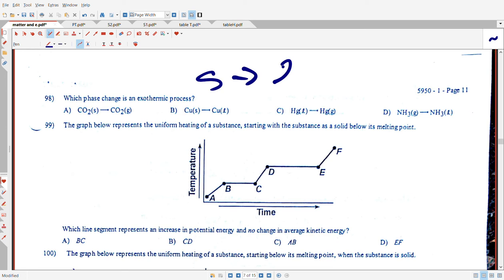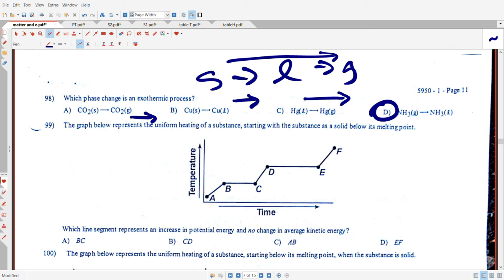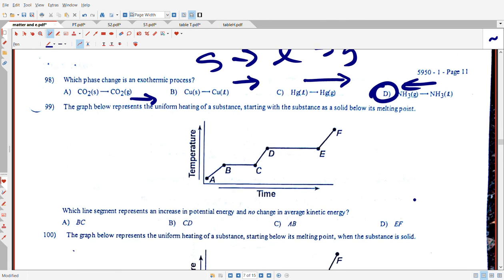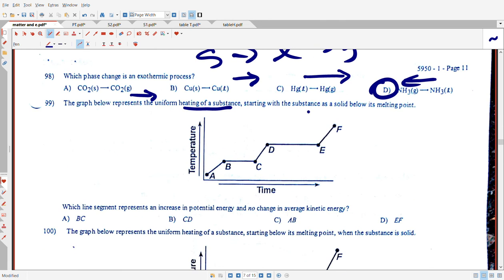I'm going to write solid to liquid to gas. Solid to gas is going this way, so it's endo. Solid to liquid's going this way, it's endo. Liquid to gas is going this way, endo. And gas to liquid is backwards. That's the cooling curve. Now here it is the heating curve, starting as a solid.